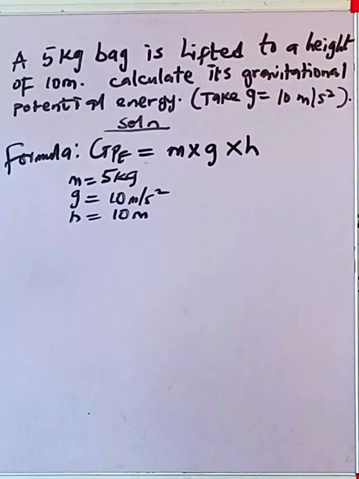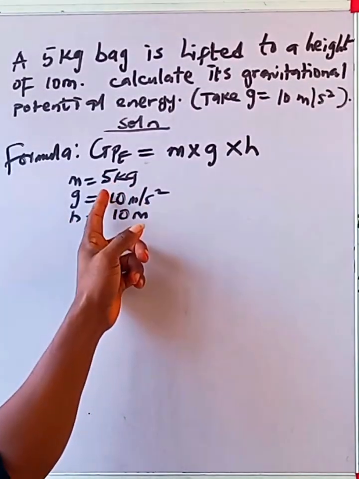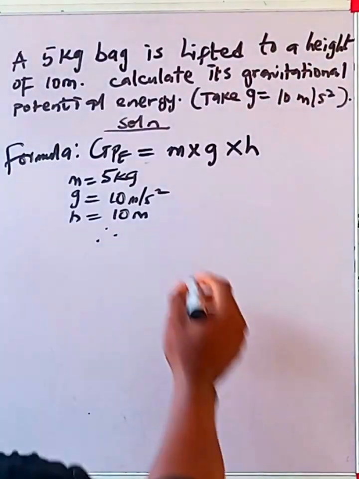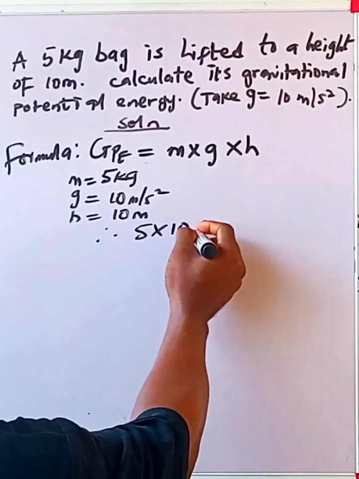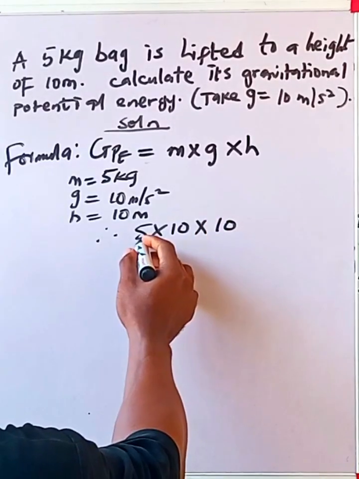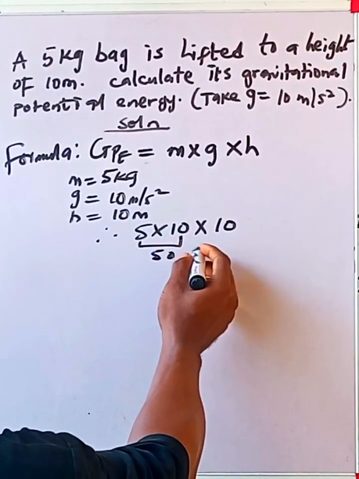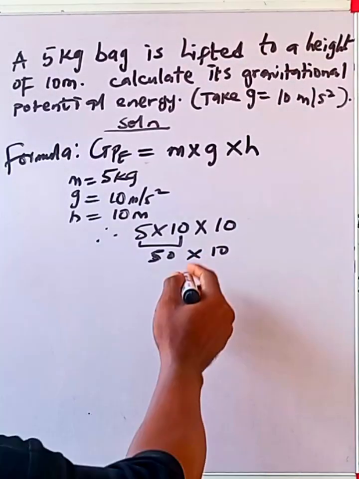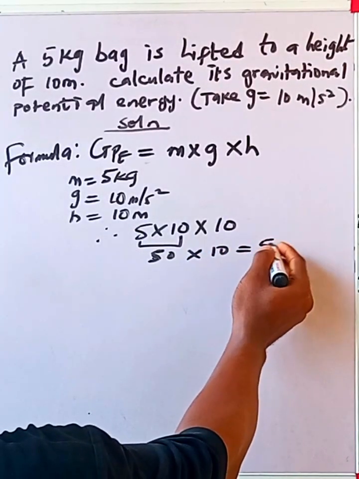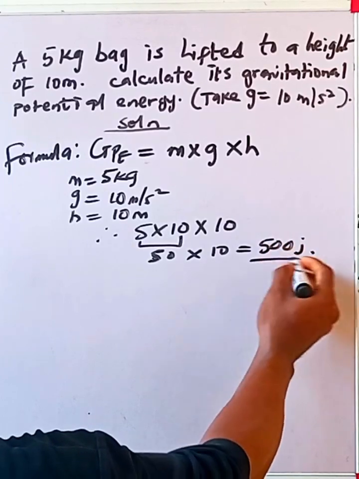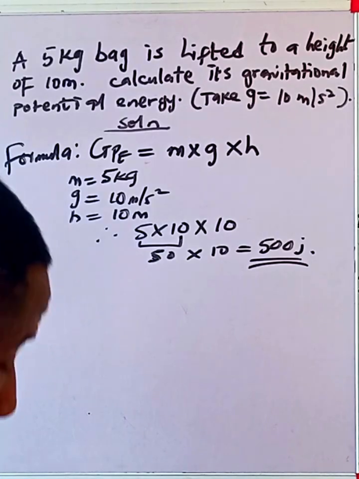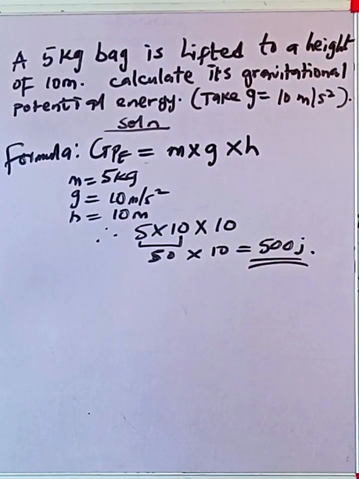All right, guys. Having gotten all you need to solve the equation, it's very simple. Just apply these figures into the formula, which is equals to 5 times 10 times 10, right? 5 times this 10 will give us 50. 50 times 10 is going to give us 500. So our answer will be in joules because potential energy is calculated in joules. So our answer is 500 joules.